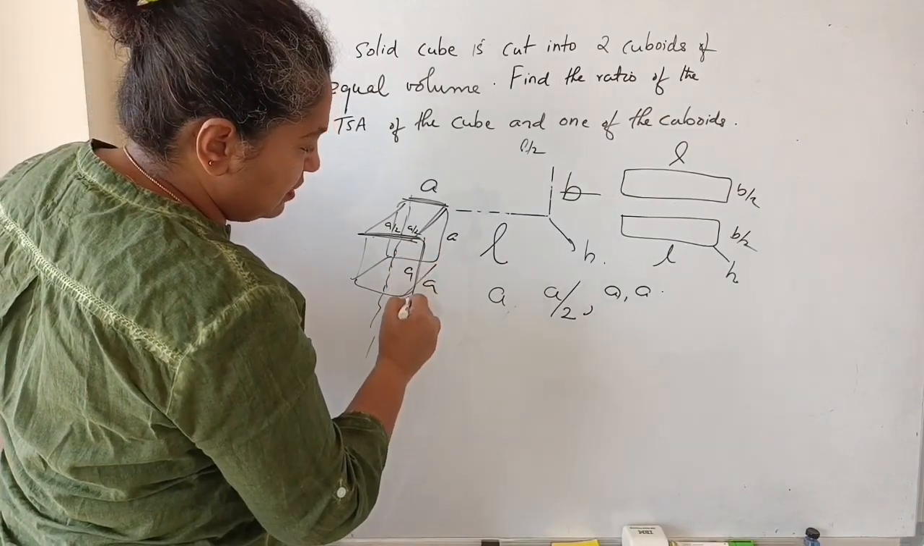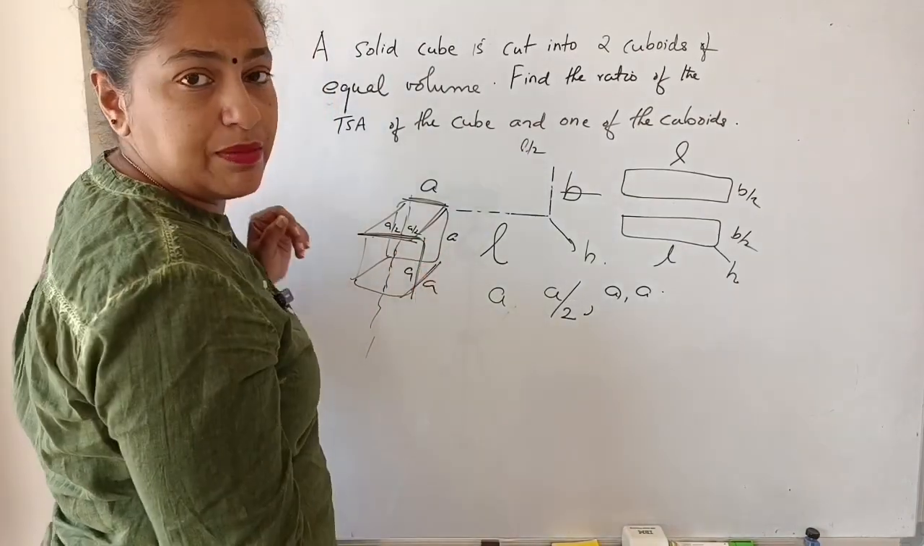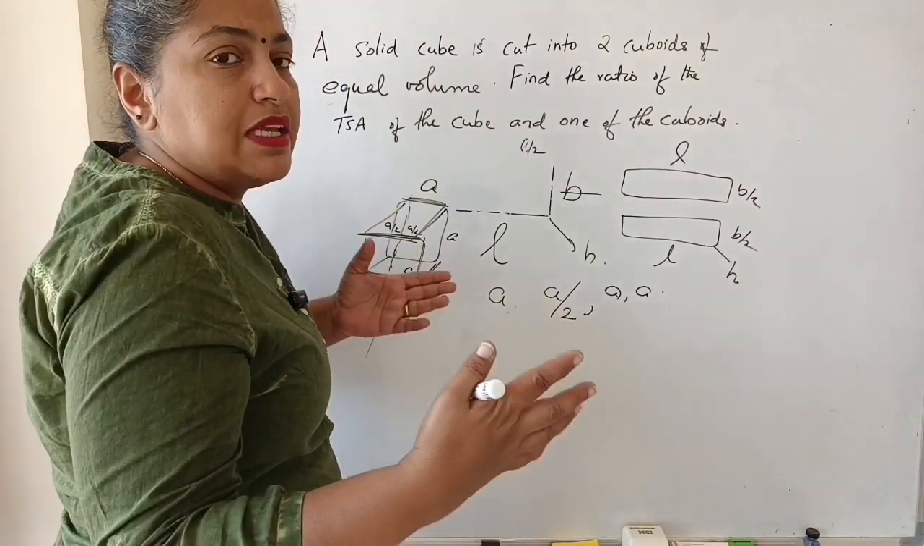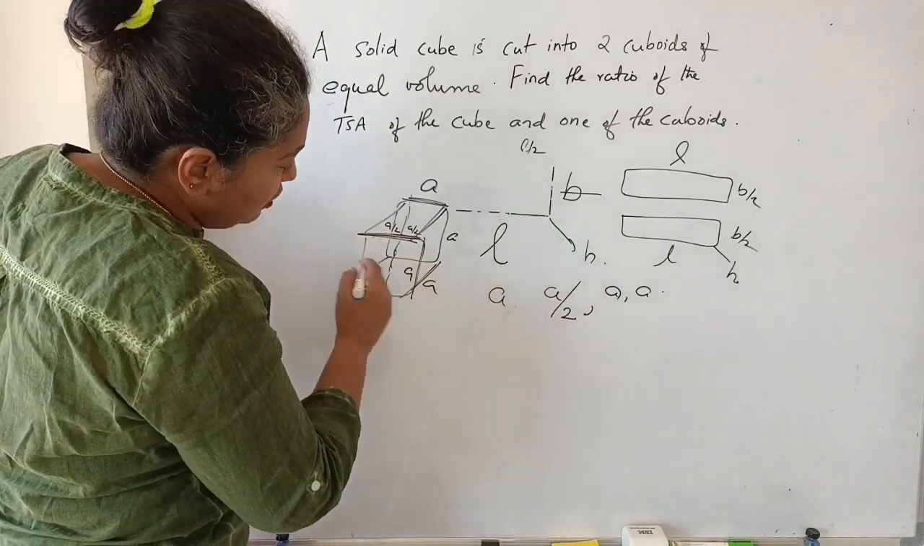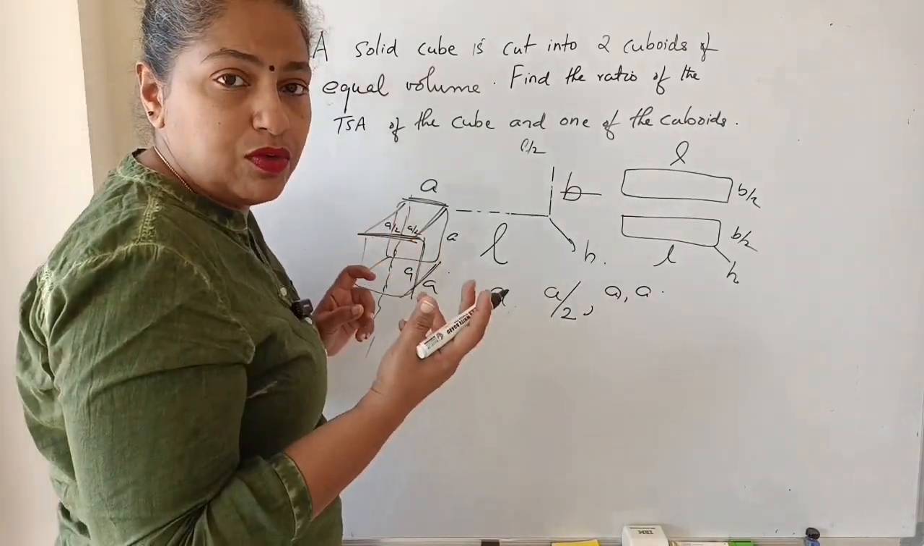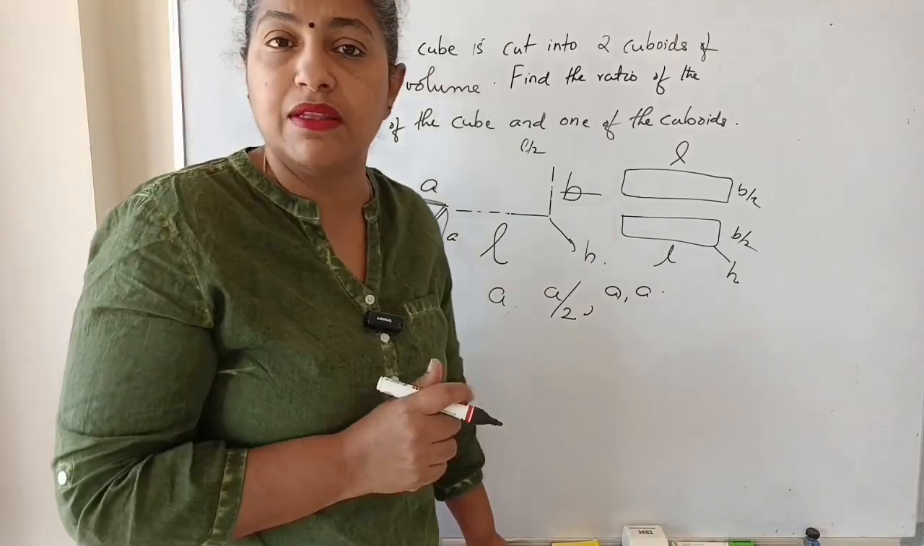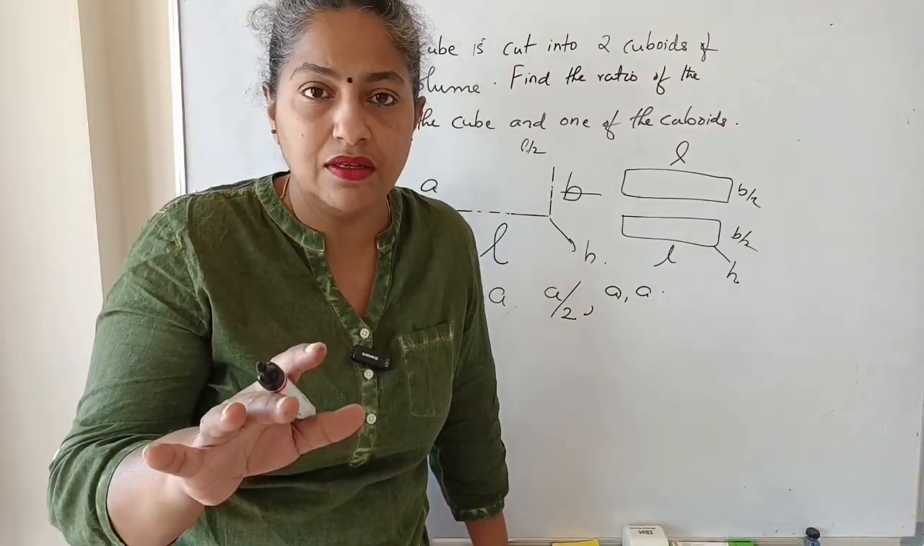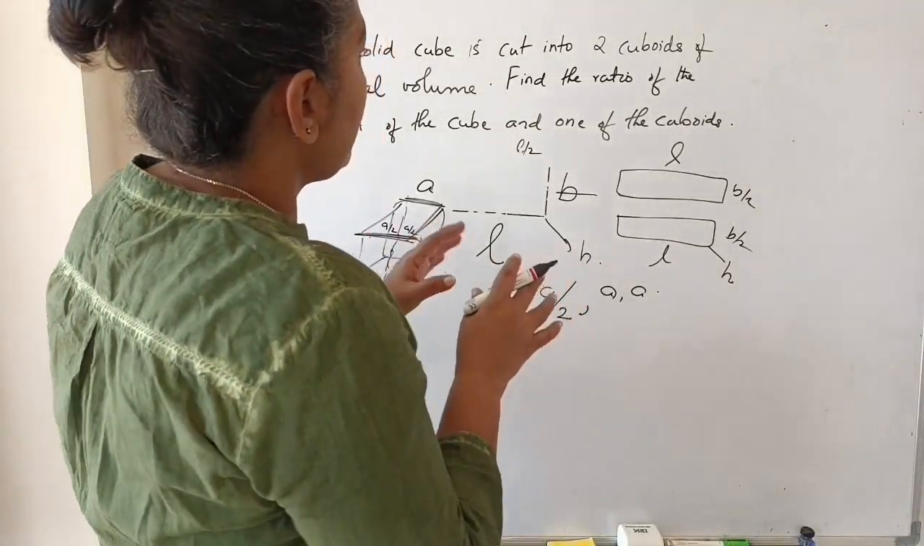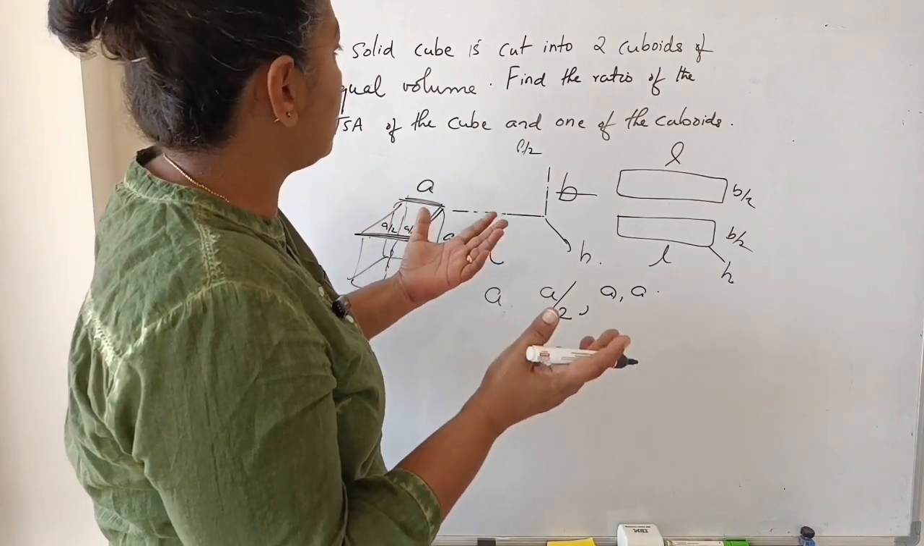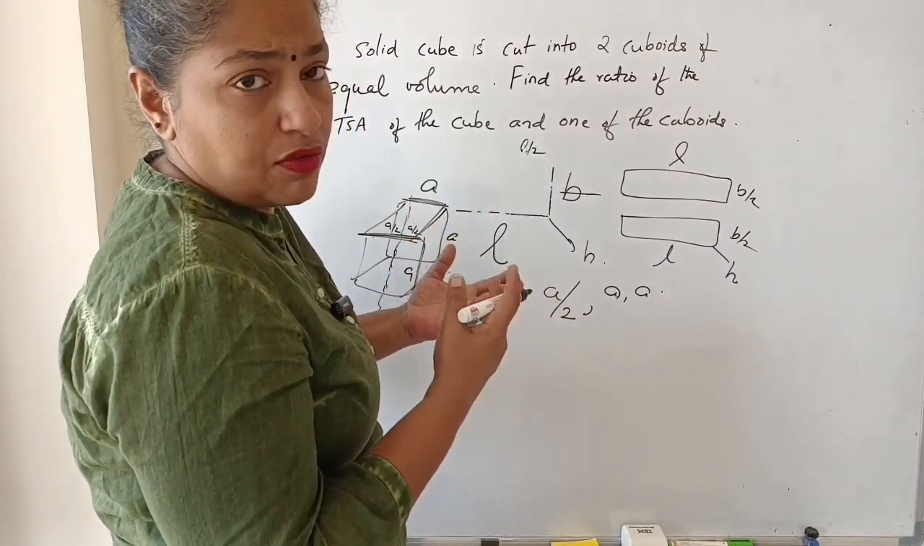What will happen to my breadth? It will remain the same. My depth also will remain the same. Suppose I am making the cut of the cube along the breadth. My breadth will become A by 2, but my length and the height will remain the same. Clear? So in this case, we got two cuboids out of a single cube. They are having equal volume.